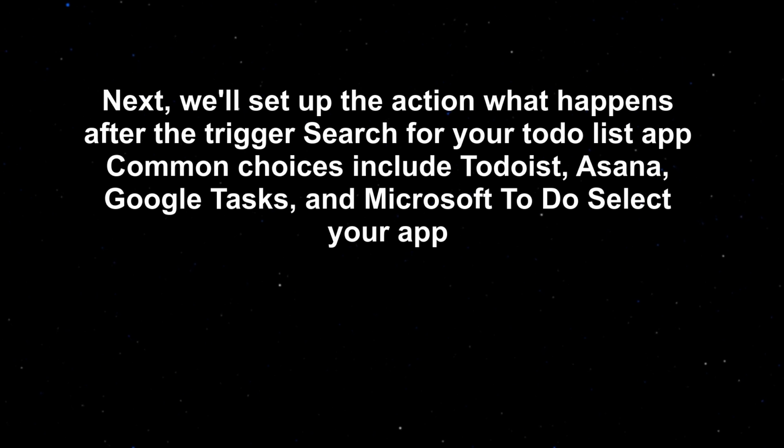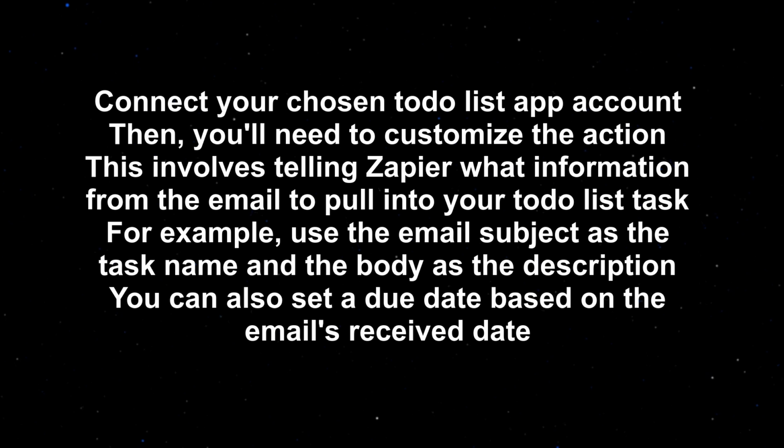Next, we'll set up the action. What happens after the trigger? Search for your to-do list app. Common choices include Todoist, Asana, Google Tasks, and Microsoft To Do. Select your app. Connect your chosen to-do list app account. Then, you'll need to customize the action.